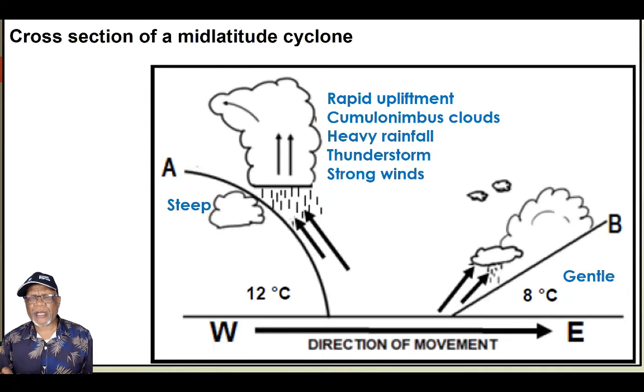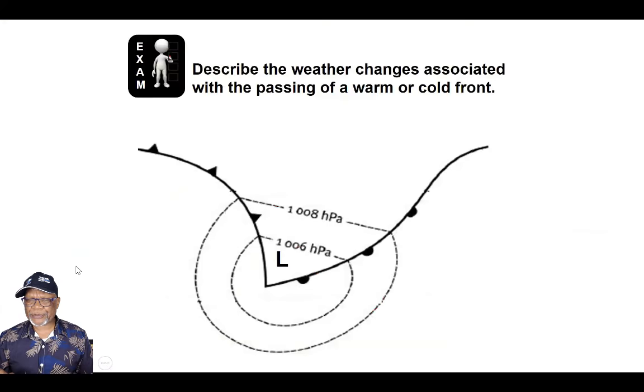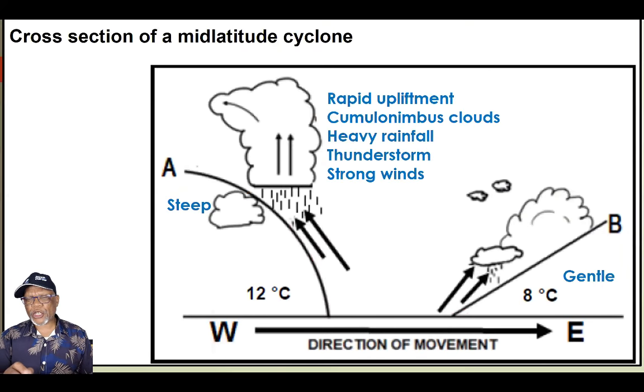Now, let's look at this diagram here. What do we have here? This is a diagram of a cross-section of a mid-latitude cyclone. So what is this one now called? This one is called a plane view. And you must know when you're drawing a plane view, you must indicate the symbols. But when you draw a cross-section, you do not indicate the symbols.